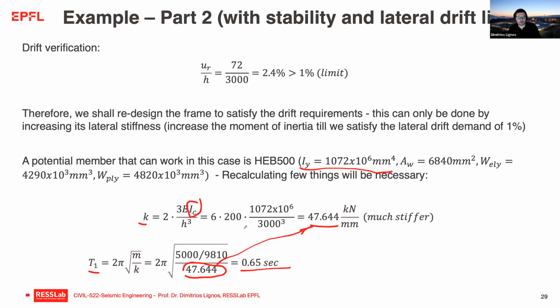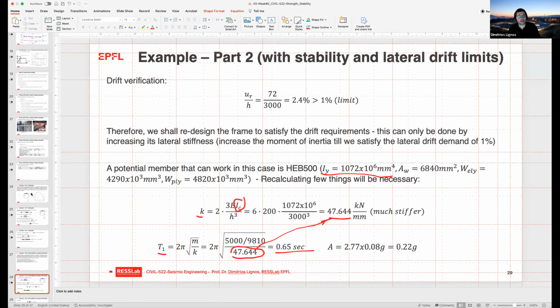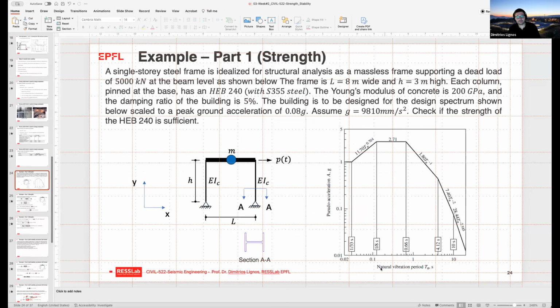Now, you have to watch out because since we are at 0.65 seconds, if I go back to the spectrum that I showed earlier, so here, 0.65 seconds is within this range here. Okay, so that means that if I need to compute the pseudo acceleration, I'm going to have to use 2.71 g scaled down to 0.08 g peak ground acceleration.